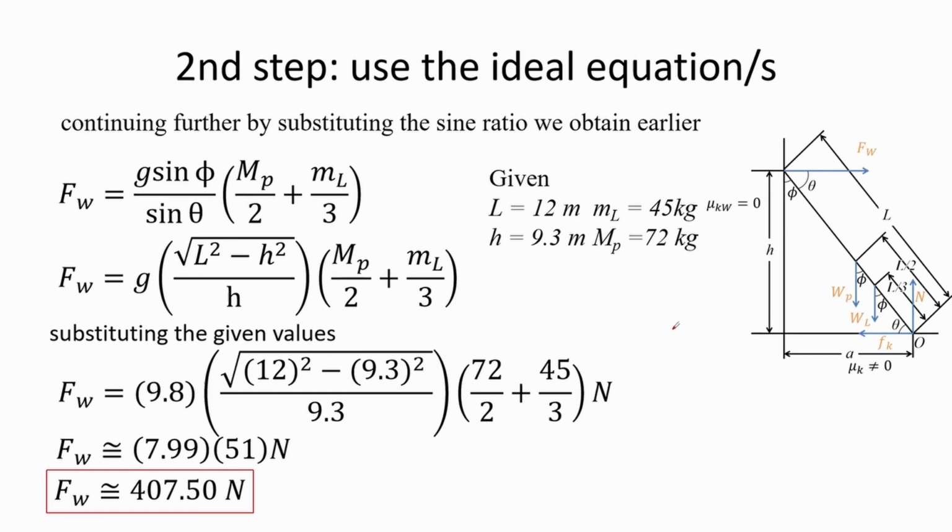Substituting the obtained function from the ratio of sine phi over sine theta, we now have an equation that we can use to determine the value of Fw. We then substitute the given values and we see that the force exerted by the wall is around 407 newtons.